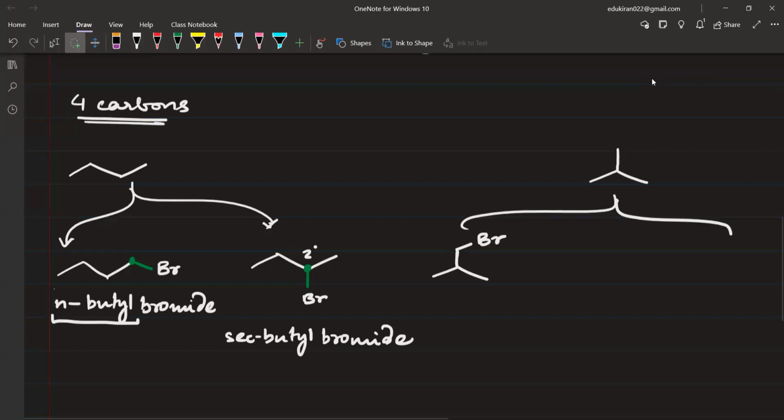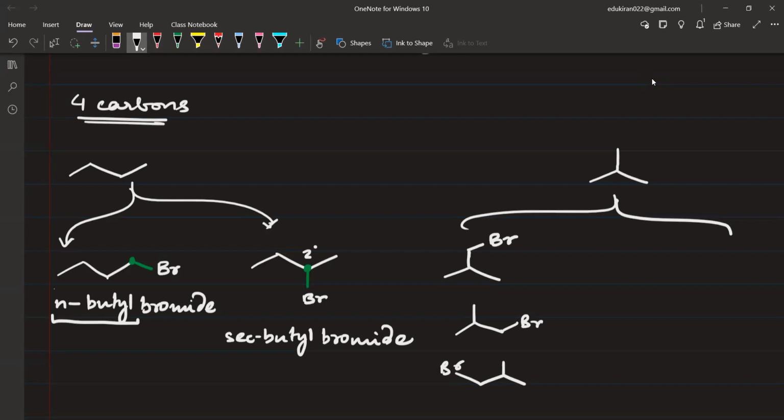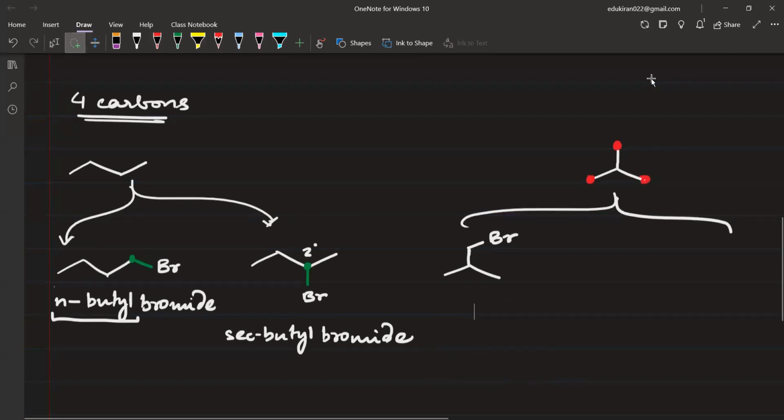Br like this. Now this attachment, or this attachment, or this attachment, all of these are same. Can you see that? Yes, sir. Right? Because all of these carbons are same. Now all of these are known as isobutyl bromide. It is known as isobutyl bromide.